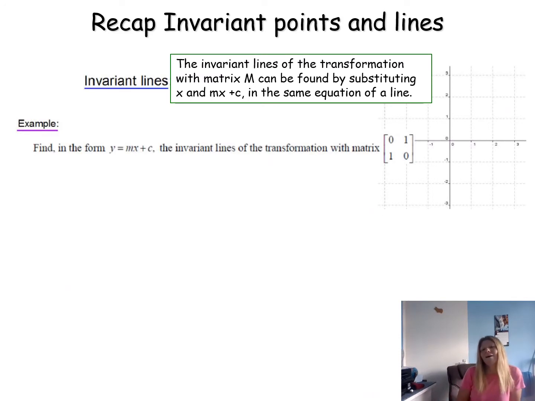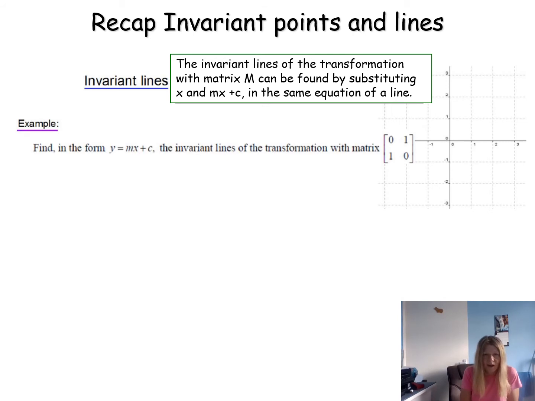Okay, right, next one. Invariant lines. The invariant lines of transformations with matrix M can be found by substituting x and y equals mx plus c in the same equation of a line. So I'm going to do that underneath here, but let's just recap that first bit. You don't have to do this first bit, but sometimes I like to. So we've got this matrix. Find the equation y equals mx plus c, invariant lines of transformation with this matrix.